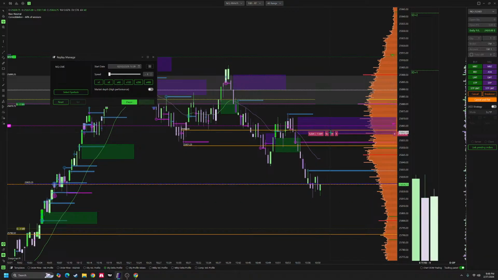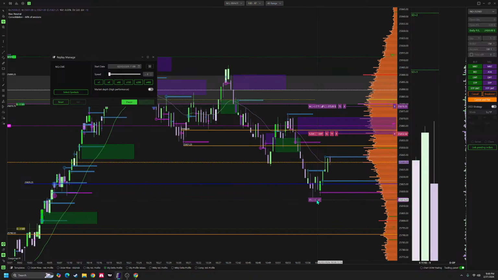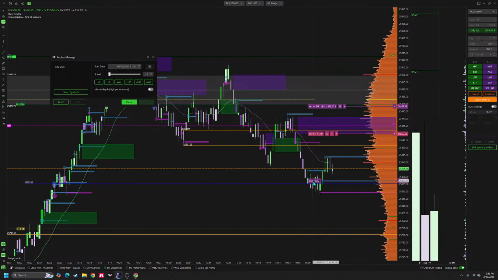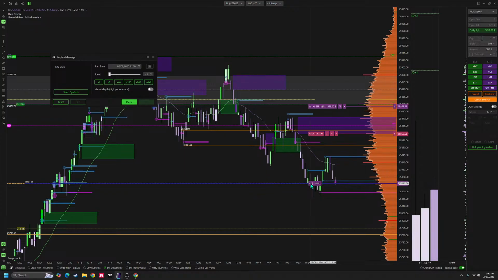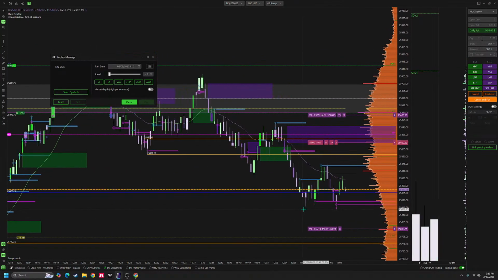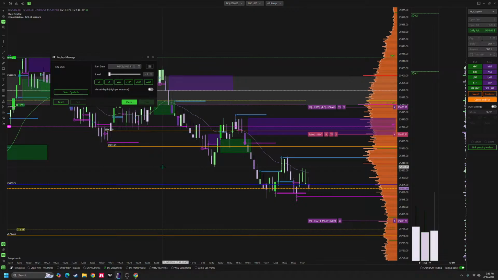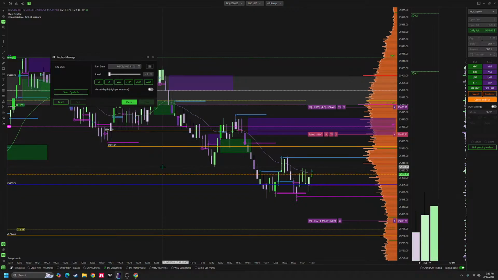I can put another sell order there. Stop loss behind protection. Take the profit back down to the next important level. So this is essentially how I trade now. I love it. Absolutely love it.